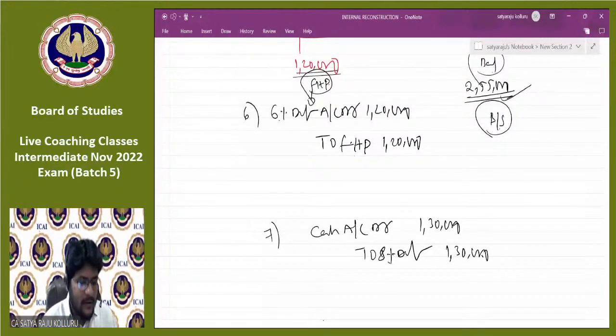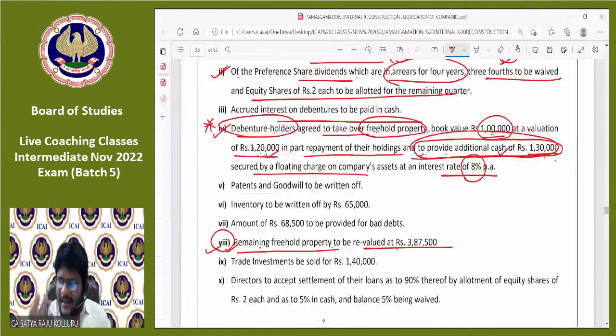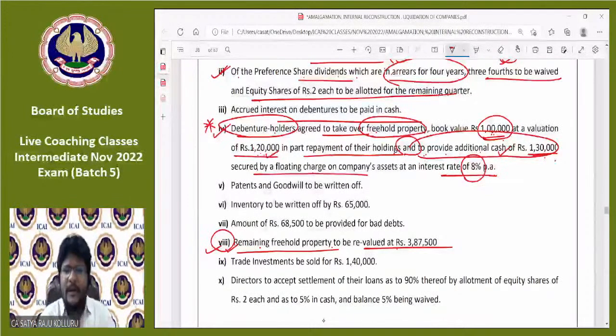Smita Singh again asked, sir, can you explain the debenture cash point once again? Here nothing is there, ma'am. Just read the sentence carefully. Up to here the sentence was over. He's combining another sentence, and if you observe, he used the word 'and' to provide additional cash of 1,30,000. To provide additional cash of 1,30,000 means to whom are they providing additional cash? For the company, secured by a floating charge on company's assets at an interest rate of 8% per annum.